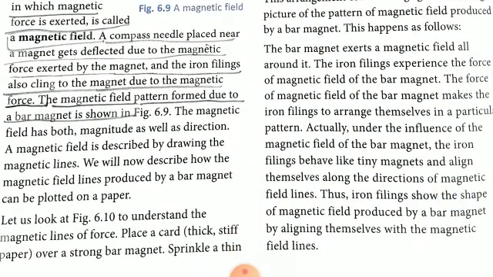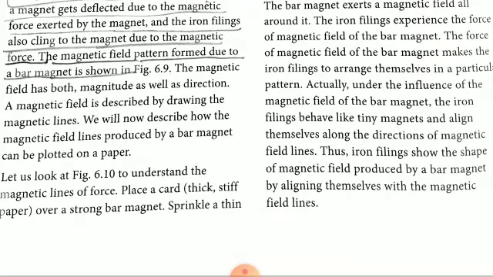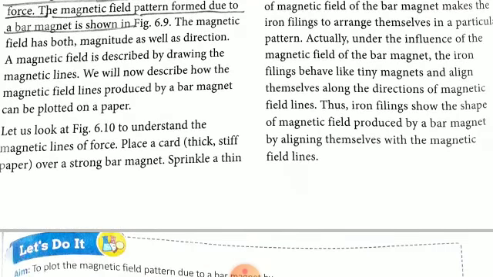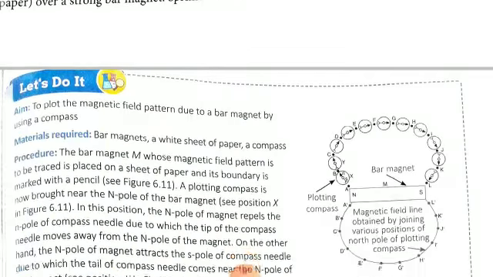So when you put some iron filings on a paper, they arrange themselves in a particular pattern. Actually, under the influence of the magnetic field created by the bar magnet, the iron filings behave like tiny magnets and align themselves along the direction of the magnetic lines. Thus, iron filings show the shape of the magnetic field. So the shape of the magnetic field you can see through this picture. The iron filings show the shape of the magnetic field produced by the bar magnet by aligning themselves with the magnetic field lines. Fine? Okay.